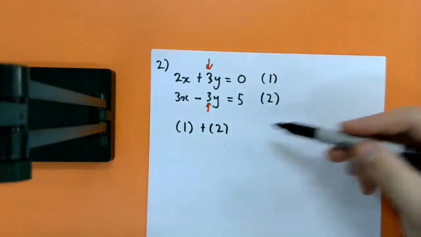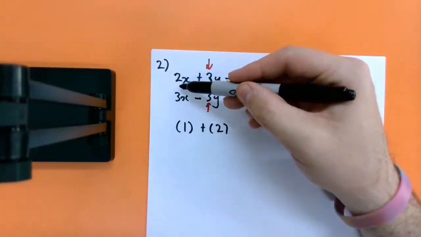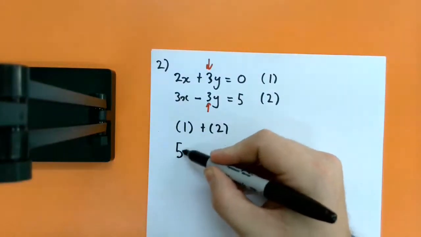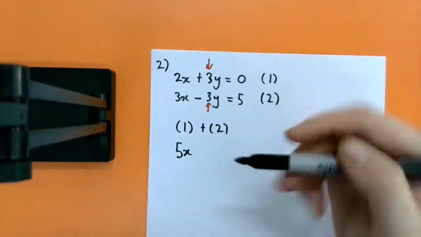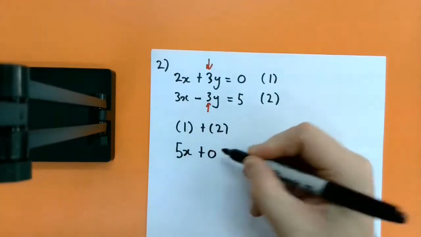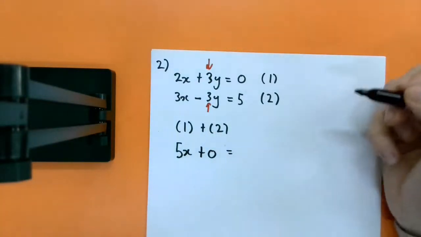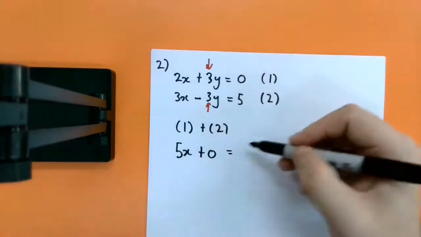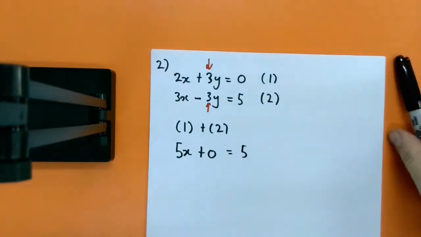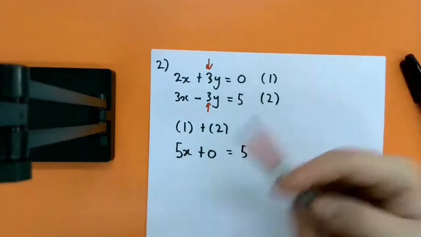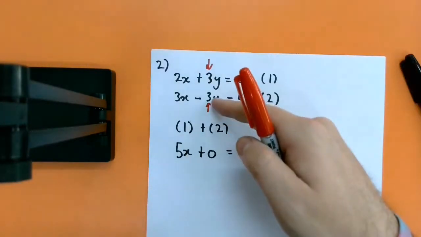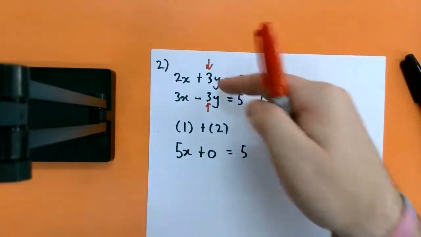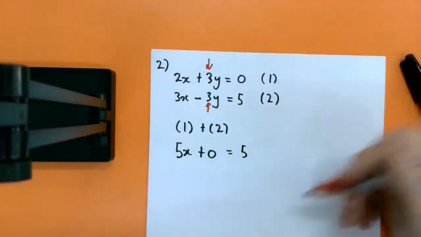Working down the columns, 2x plus 3x is 5x. 3y plus negative 3y cancels each other out and becomes 0. And then 0 plus 5 is still 5. If you didn't quite understand that, you can add it another way. You could do 2 plus 1 instead, and then minus 3y plus another 3y brings it to 0.